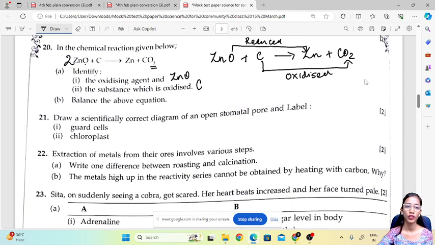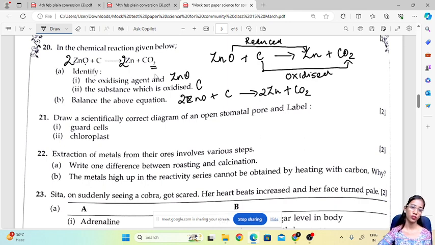So I will put a 2 over here. Now when this is 2 atoms, zinc also gets 2 atoms. So over here also it should be 2. So this is the balanced equation. 2ZnO plus carbon gives you 2Zn plus CO2. This is the balanced equation.